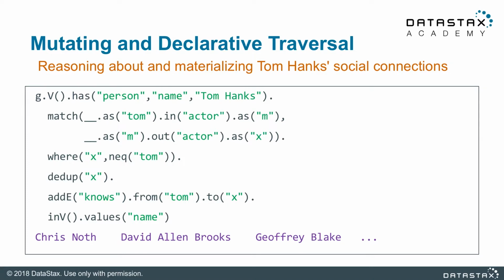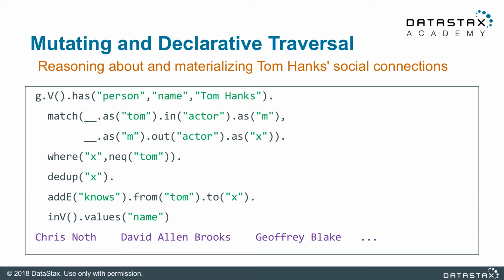Next, we remove the duplicate actors. That's when we get to our mutating traversal. At the end of dedupe X, we have a collection of vertices. From those vertices, we will add edges with the nose label. Those edges will come from the Tom vertex and go to the vertices in X. And those edges will all go to the set of people identified from our match step earlier on. And lastly, let's go back to the incoming vertices, pick out the names, and see which actors that we have.